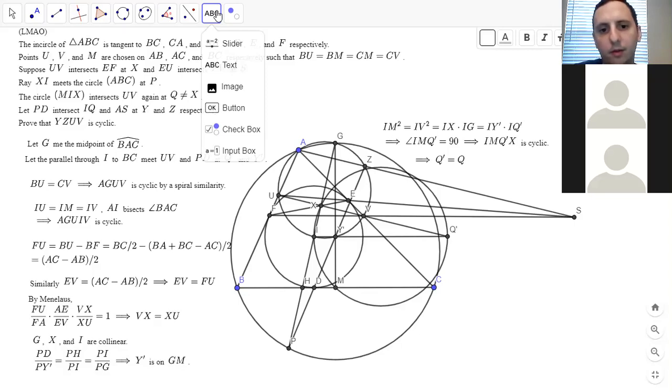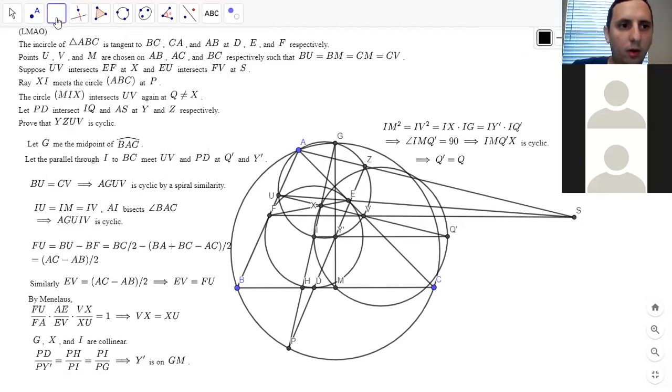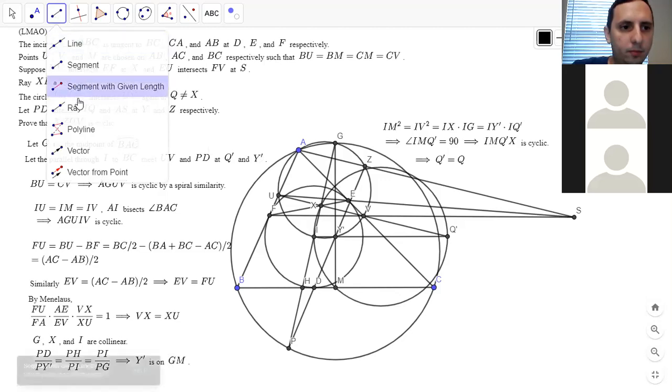Which means we need to prove angle GYZ plus angle GYP is 180. But angle GYZ is equal to angle AIG, because arc GZ is equal to arc AG. And if you let AI cut the circle ABC at one point.